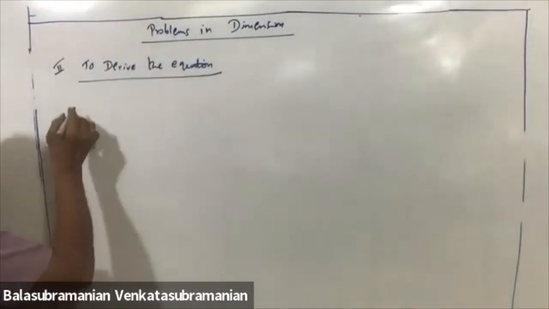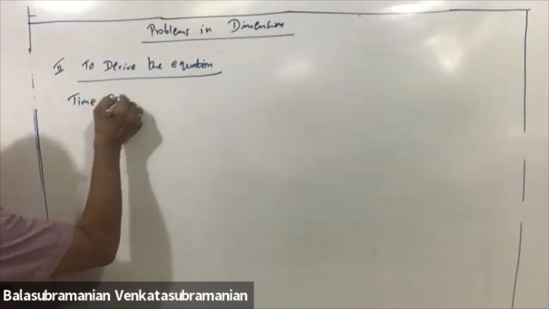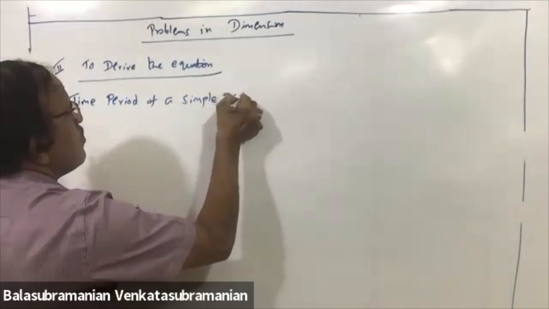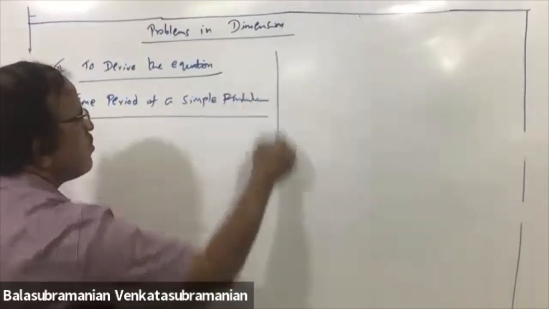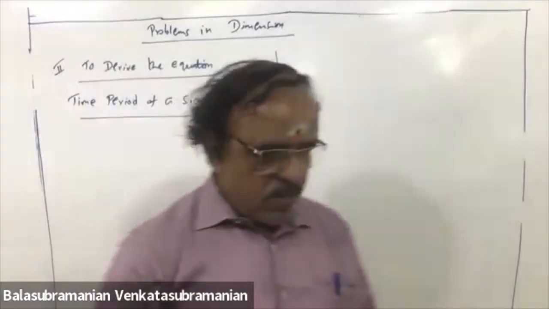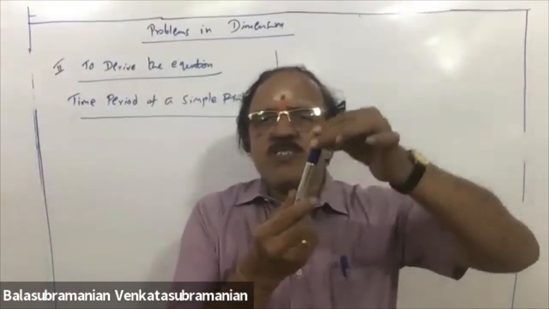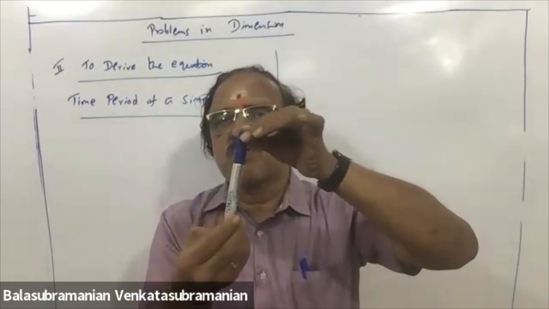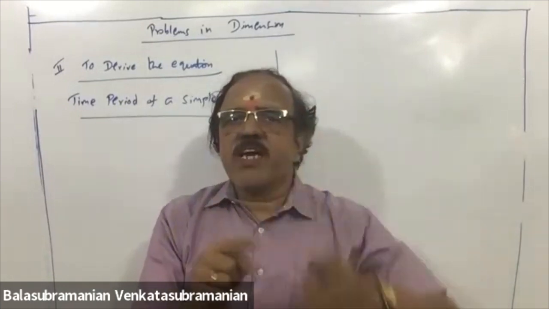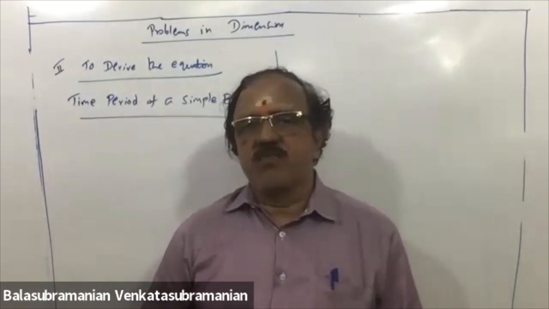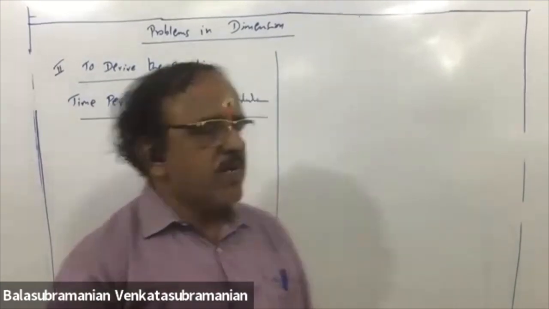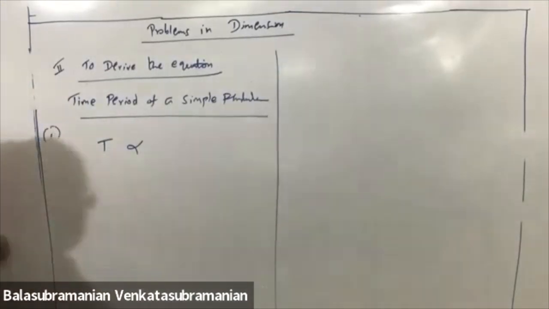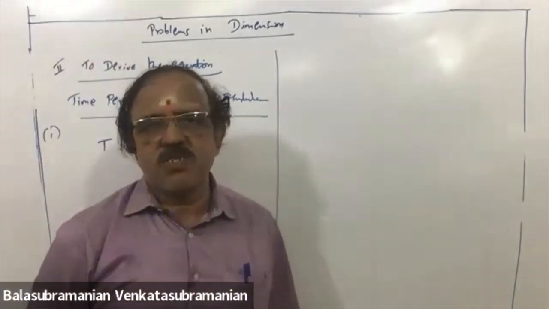Time period of a simple pendulum. When simple pendulum is suspended, you oscillate it. After some time, it comes to rest. So the time taken for one oscillation, that is called time period. So that time period T, according to the problem, it is proportional to three factors.